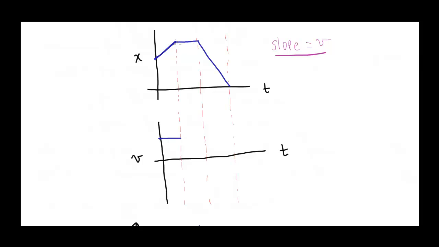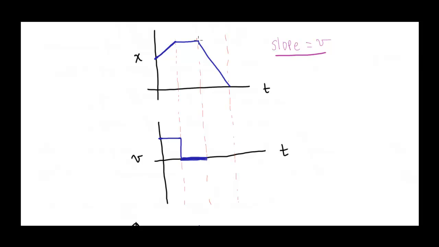How about the second segment? Well, here the slope is 0, which means the velocity must be 0. So where's 0 velocity? We'll just write it down here along the t-axis, right? So it drops off apparently instantly. There's an elbow here. Velocity is 0.